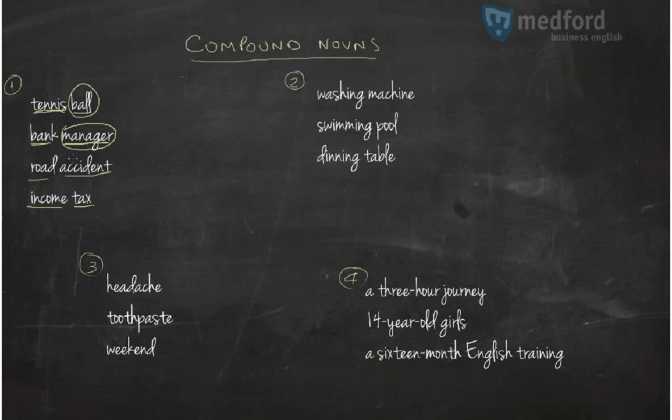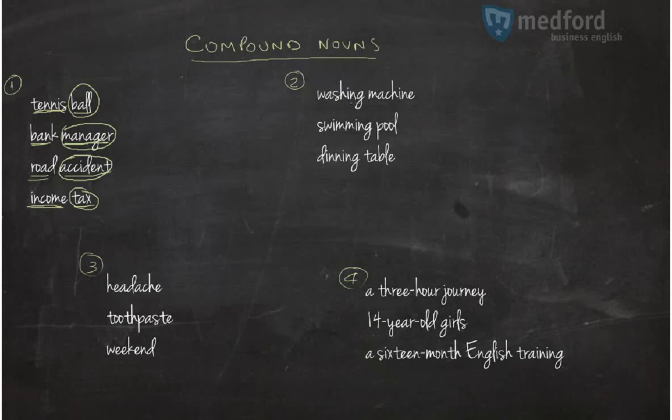Road accident. Okay, there are many accidents. Sometimes you have accidents in your company. I hope it's not a lot, but sometimes you have some. But if it's a road accident, one noun plus one noun, I know exactly what kind of accident. Income tax. You pay taxes all the day. But if I say income tax, I know what kind of taxes I'm talking about.